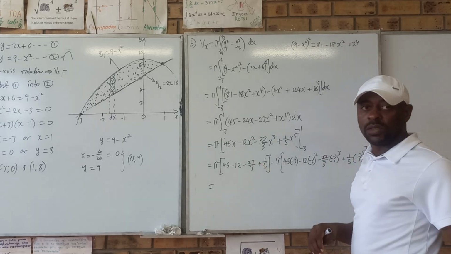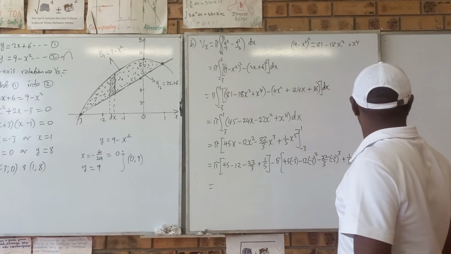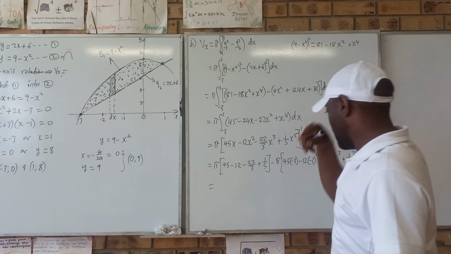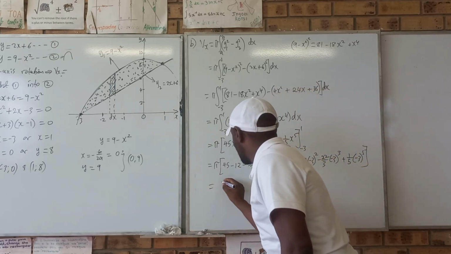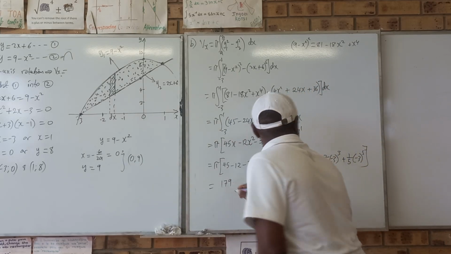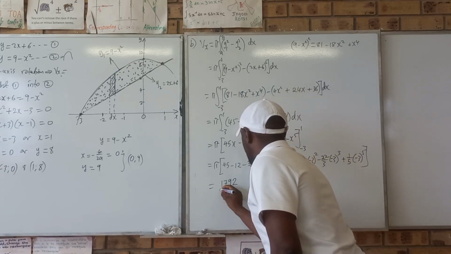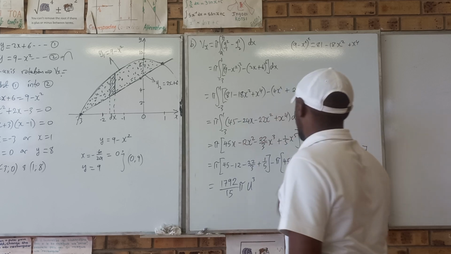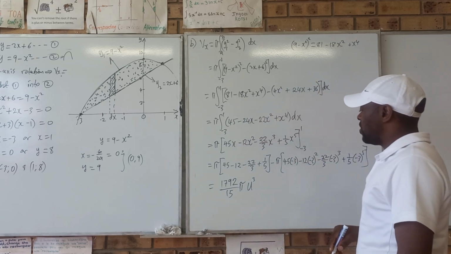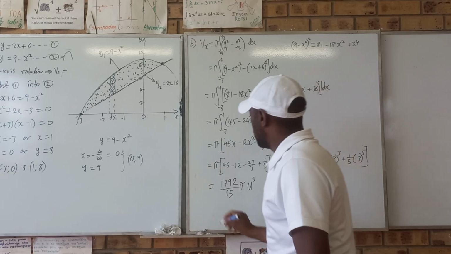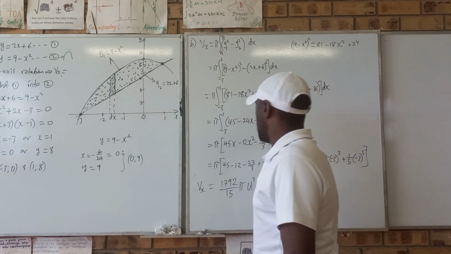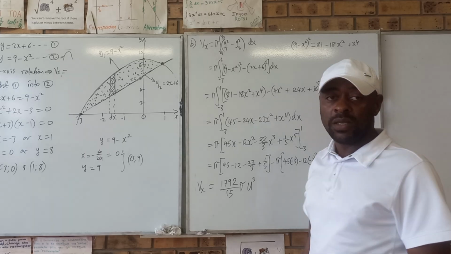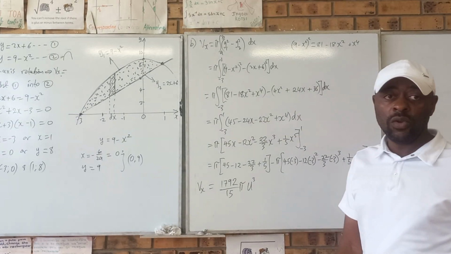So all you need to do is put this in your calculator, then you will see your answer. I've done that already, and my answer is 1792 over 15 pi unit cube. If you want to put it in decimals, it's fine, you can do that, but you are free to leave your answer in terms of pi if you want. So this is how easy it is to get the volume.